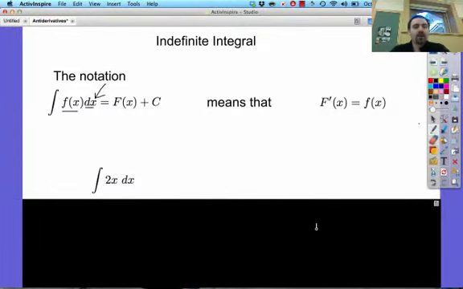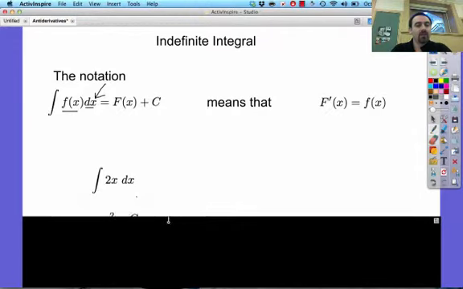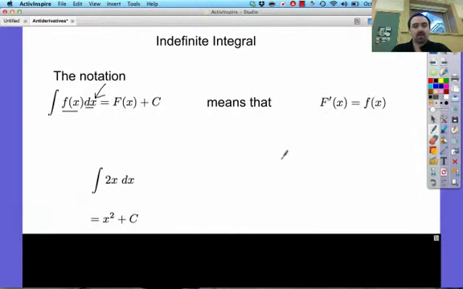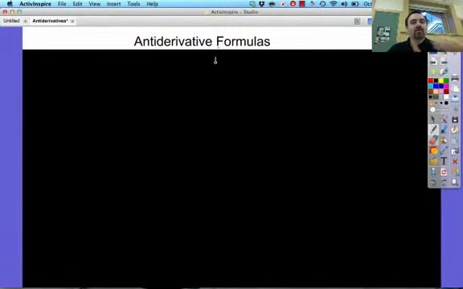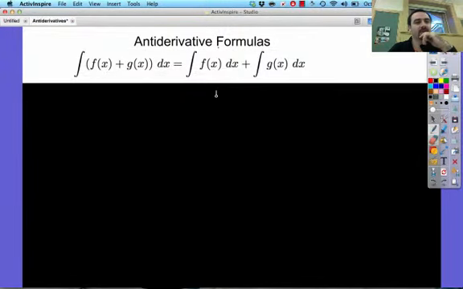So that's pretty straightforward. If I want to take the antiderivative of 2x, or at the same time, the indefinite integral of 2x with respect to the variable x, we know that is x squared plus c. Okay, so antiderivative formulas. Let's look at some formulas here.